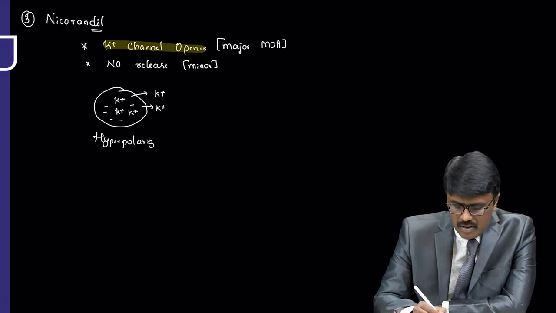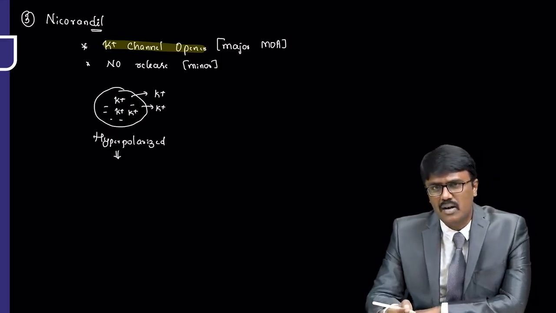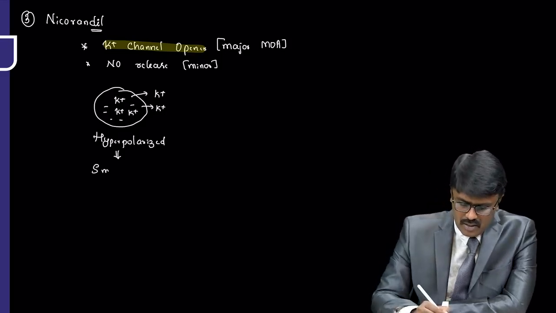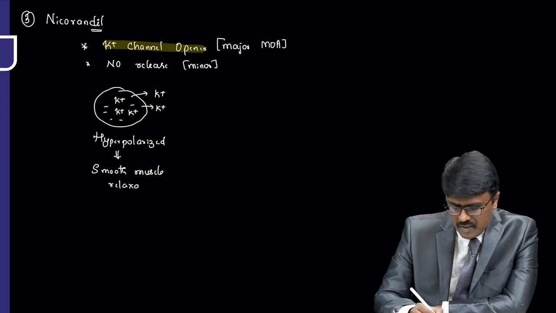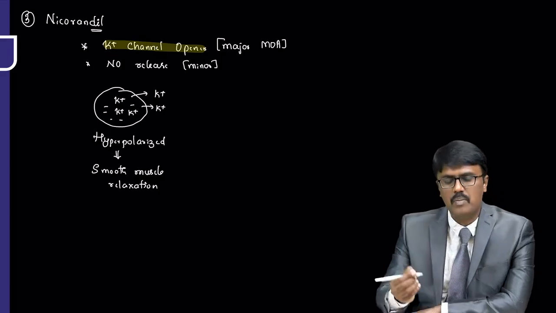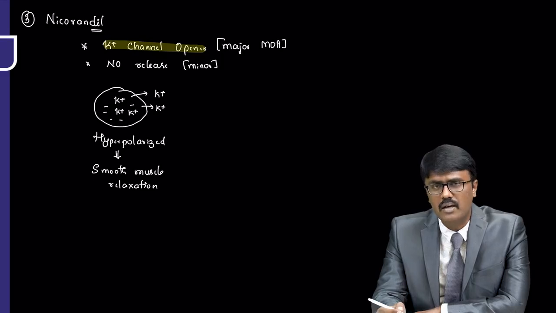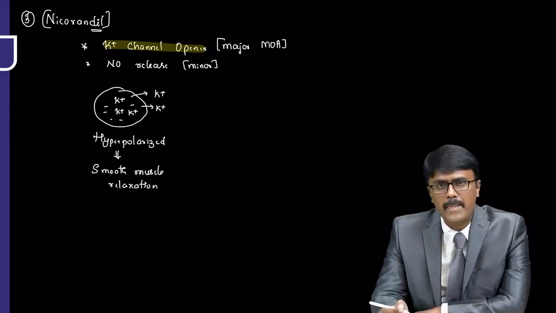Now you tell me, if you hyperpolarize the cell more, will the cell be more excitable or less excitable? Obviously it is less excitable, and if it is a smooth muscle, it will lead to smooth muscle relaxation. So that is the role of nicorandil. It's a potassium channel opener and it causes vasodilation and decreases preload and afterload and some coronary vasodilation. So that is nicorandil, very, very important, guys.